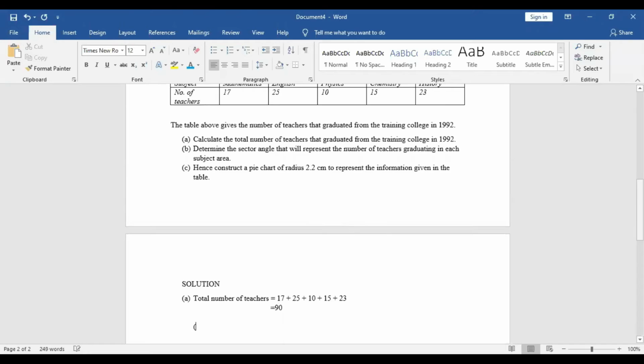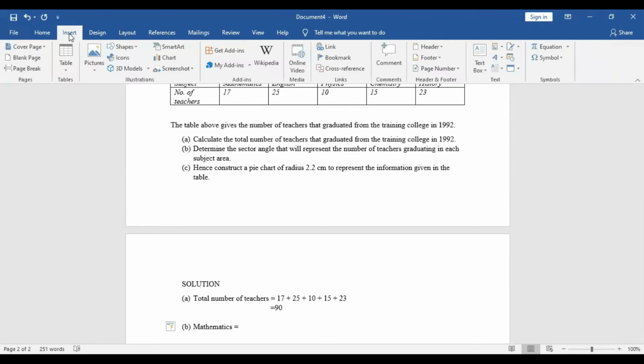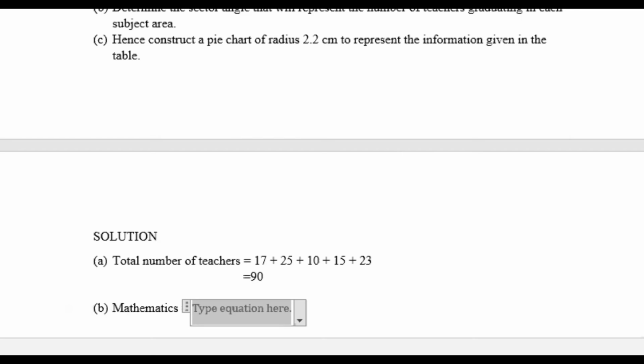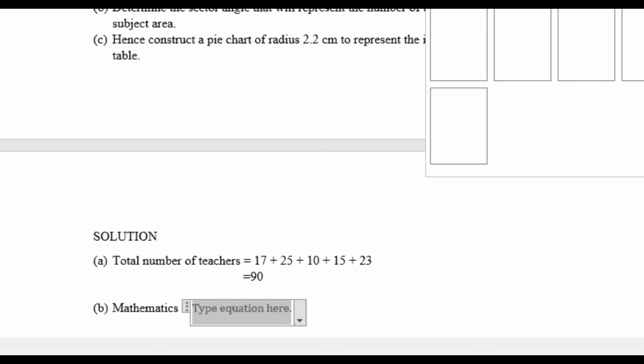Good. The B part is asking us for what? To determine the sector that will represent each number of the teachers that are graduating in the subject area. So the first one we look at is mathematics. We need to know what is the sector of the mathematics. Now, you have to remember that, like we said before, a pie chart is basically a circle, and you should know that a circle is equal to how many degrees? 360 degrees.